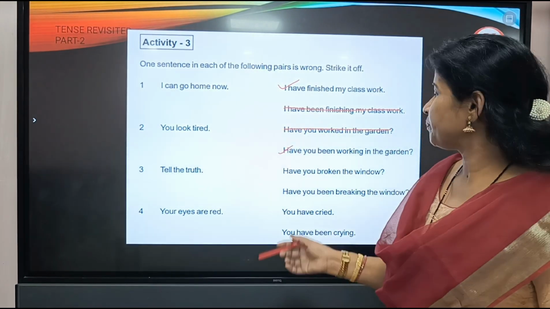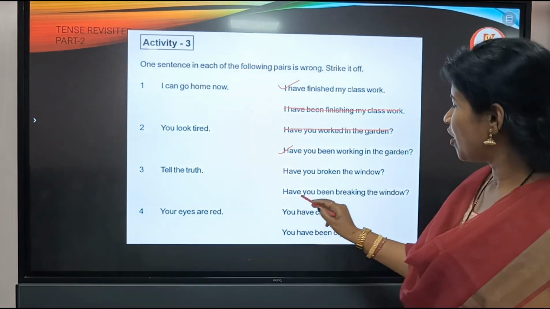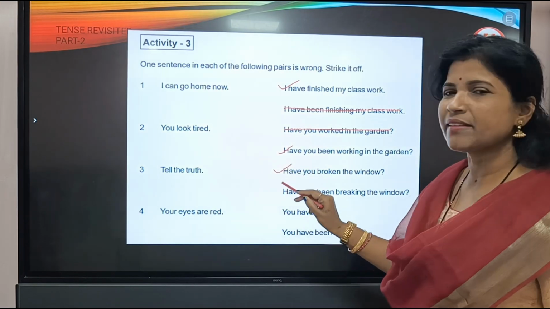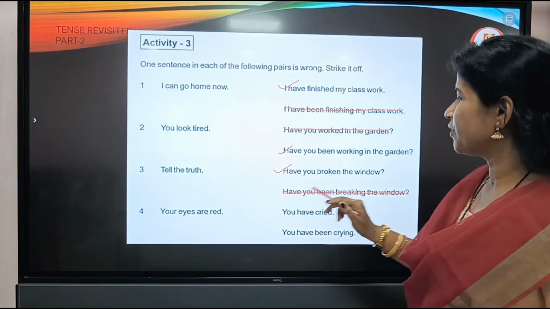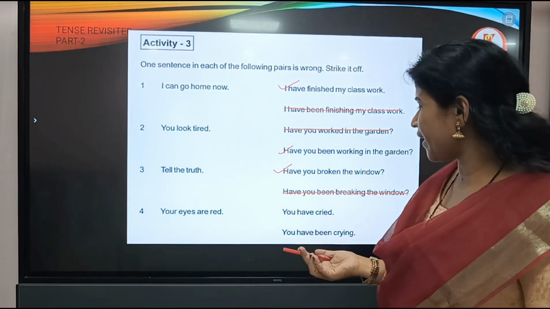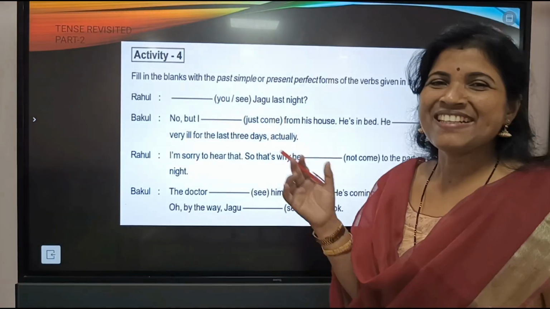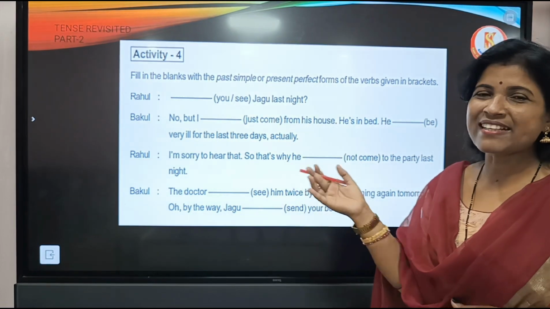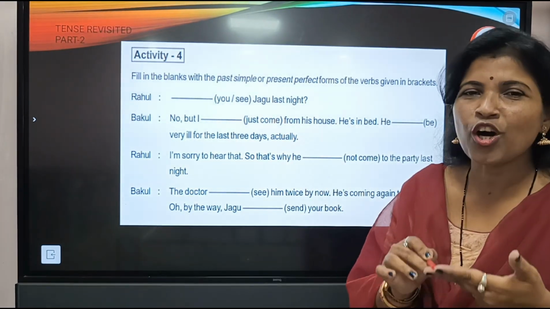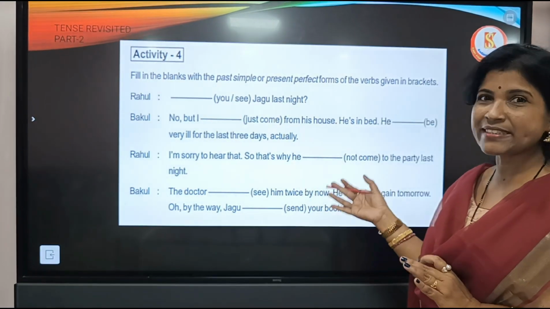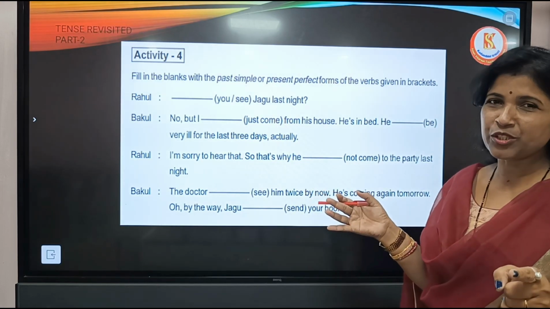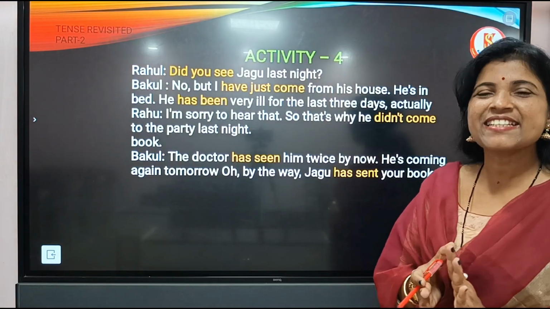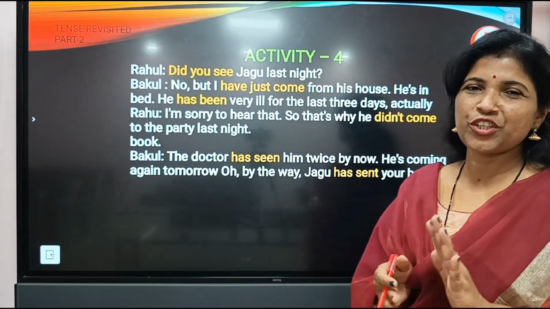Then tell the truth. Have you broken the window or have you been breaking? Here answer is have you broken? So we have to strike it up. Your eyes are red. Why? You have cried. No. Here comes activity 4. So what we have to do here? So fill in the blanks using past simple or present perfect. We have already discussed. So I think you can do it. And here is the answer. You just see it and try to complete on your own.